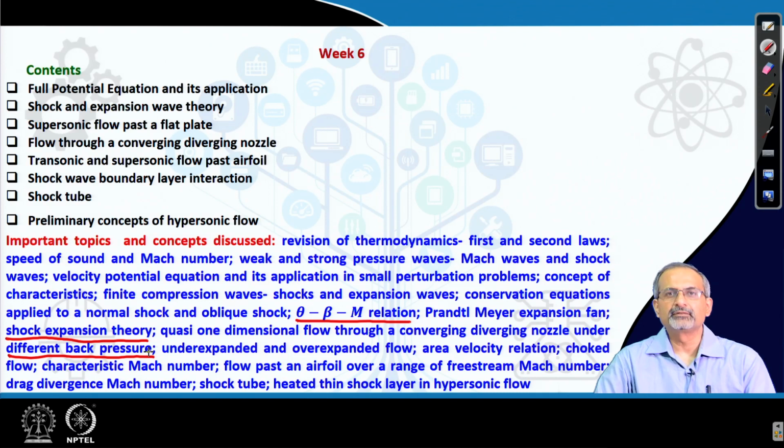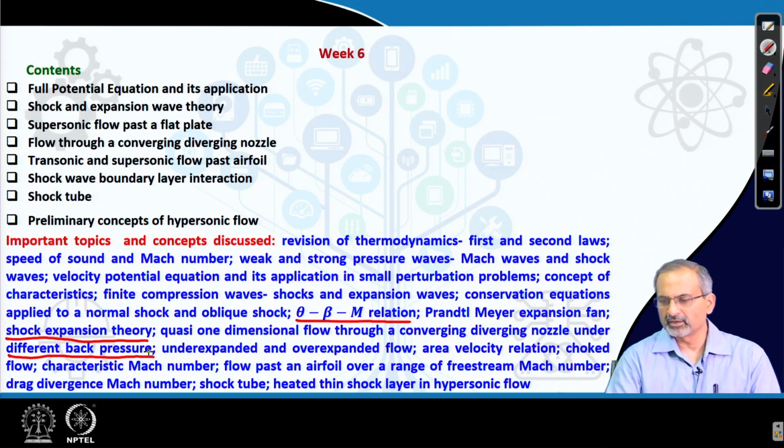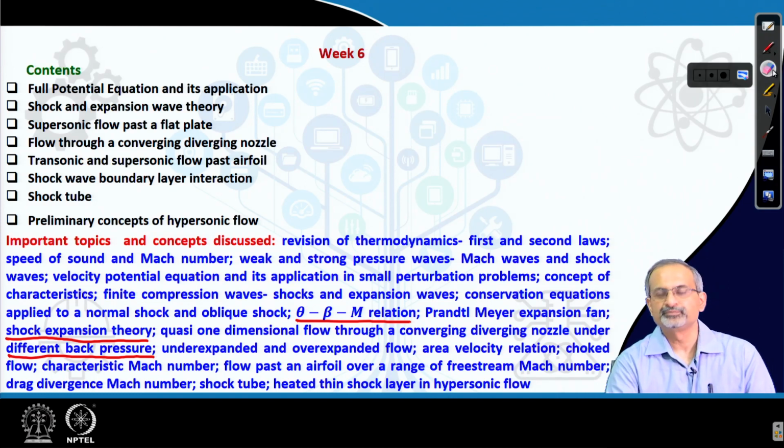We looked at the area velocity relation, we looked at characteristic Mach number, and then we looked at flow past an airfoil over a range of free stream Mach number, and thereby we discussed the very important concept of drag divergence Mach number. Finally, we looked at shock tubes, and we also discussed the very hot thin shock layers in hypersonic flows. So, we spent a lot of time on compressible flows in this week.